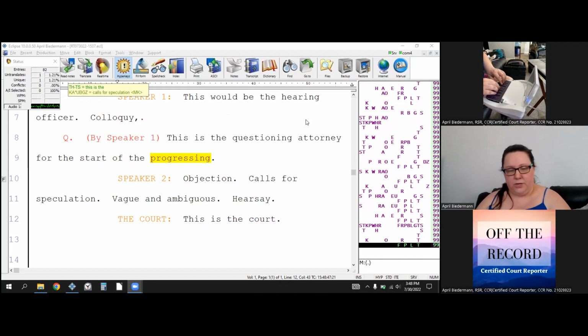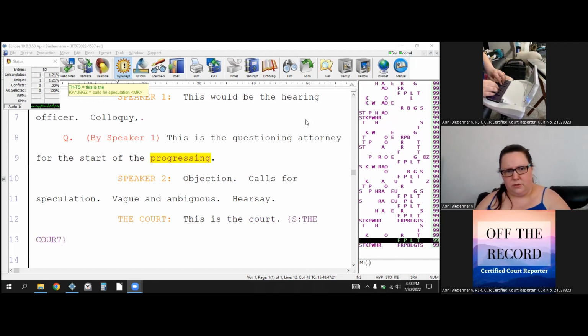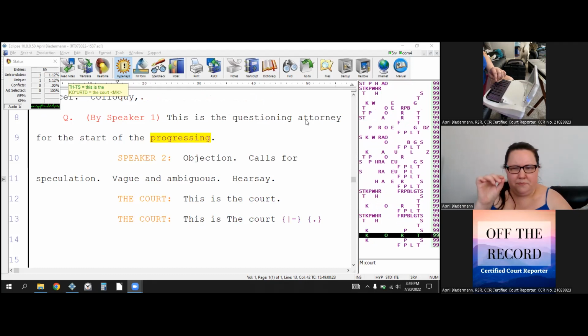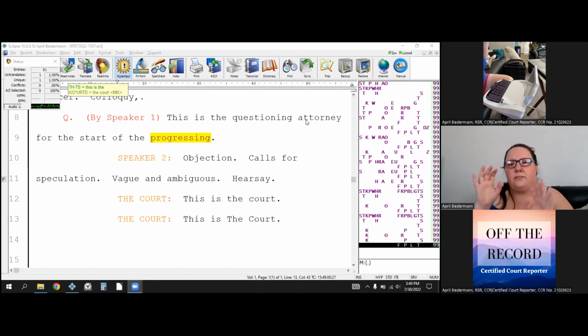I'm going to do it again. I'm going to try to make that capitalized. This is the court. There we go. So my capitalize macro, my stroke, is KPS, like caps. I stole that from my mom, and I don't know who she got that from, but it is not original to me. So KPS, no vowels. And in Eclipse, you can define it as a macro to capitalize. If anybody wants that, email me, and I'll send that to you if you have Eclipse.